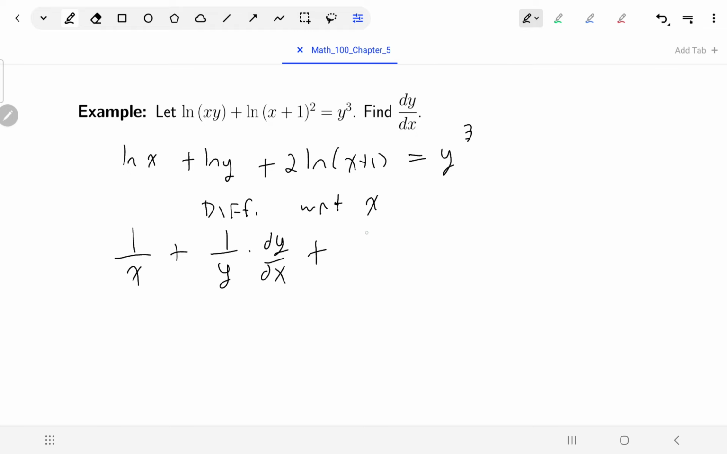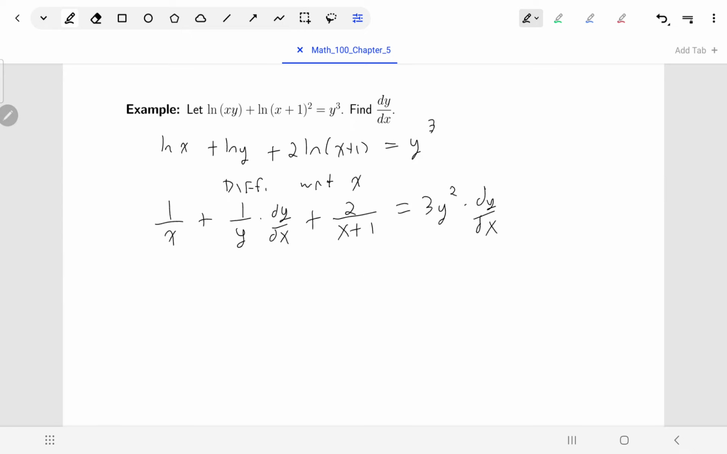Okay, next term, 2 times natural log of x plus 1. I'll have 2 times 1 over x plus 1. So I'll get 2 over x plus 1. And on the right side, the derivative of y cubed. So power rule will happen. And then the derivative of y itself is dy/dx.